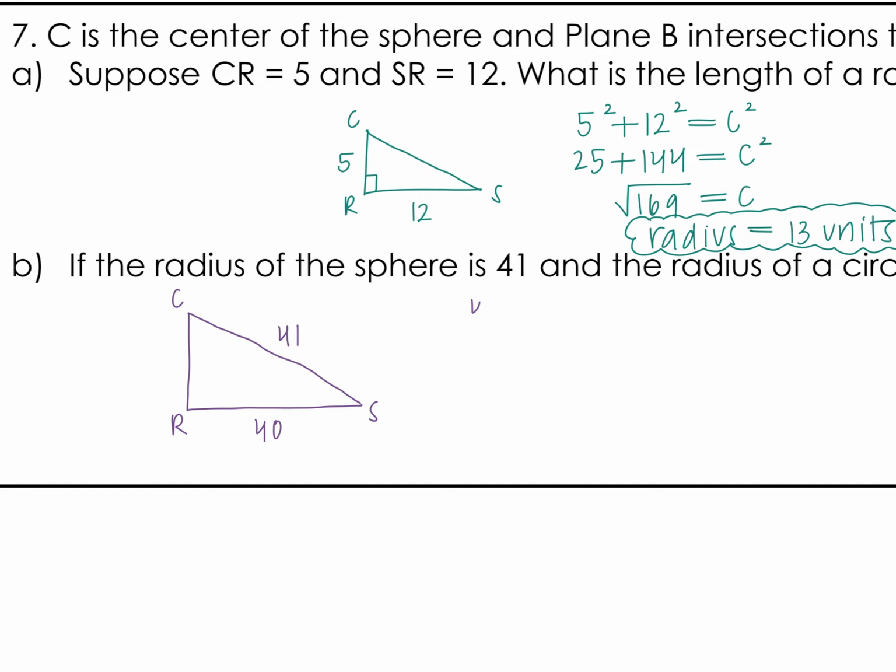So we're going to take our 41 squared is going to be equal to 40 squared plus B squared. When we square everything, we're going to get 1,681 is equal to 1,600 plus B squared. When you subtract, you're going to be left with 81 is equal to that B squared, and therefore B is equal to 9. And so my CR is equal to 9 units.